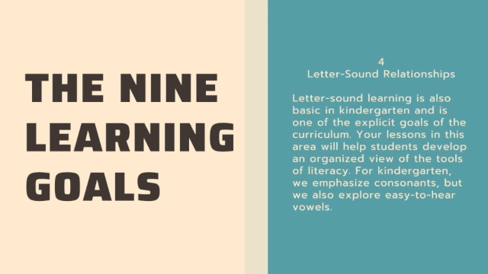Then there are letter-sound relationships. Letter-sound learning is also basic and is one of the explicit goals of a curriculum. Your lessons in this area will help students develop an organized view of the tools of literacy. For kindergarten, we emphasize consonants, but we also explore easy-to-hear vowels. So consonants, vowels, letter-sound representation.